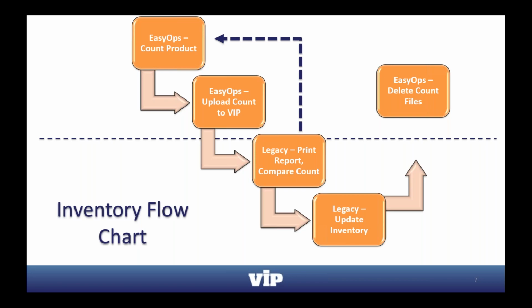So what we're going to do is start with EasyOps, how to get your count into the system. So that'll be step 1. Step 2, I'll talk about how to upload that count to VIP. Step 3 will be how to use the legacy program to print the report so that you can actually compare the count you did to what the computer says. And then we'll talk about step 3A, which really is just kind of going back. You're going to make this circle between the report and EasyOps over and over again until you're satisfied with what that report says.